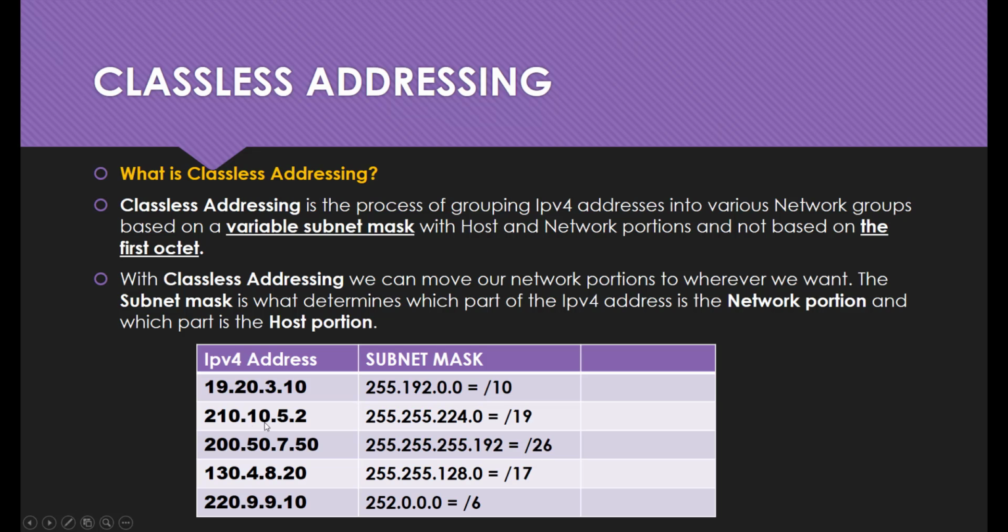In the same way, if you come down to this IP address 210.10.5.2, we have a subnet mask here giving us /19 notation. So what does it mean? It means that the first 2 octets, which each take 8 bits, making 16 in total, are all ones. That's why we have 255 for the first octet and 255 for the second octet. If you take 16, which is 8 plus 8, from 19, what we are left with is 3. And that 3 makes up the third octet.